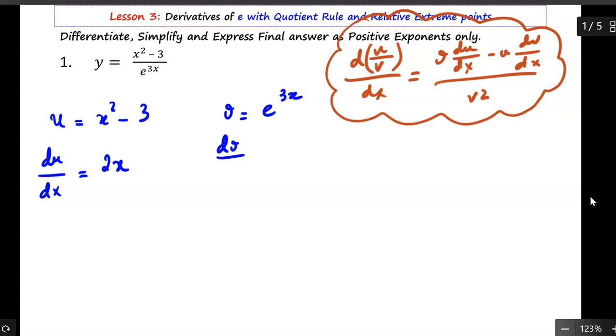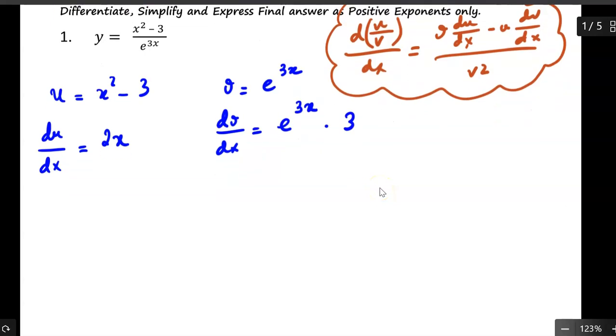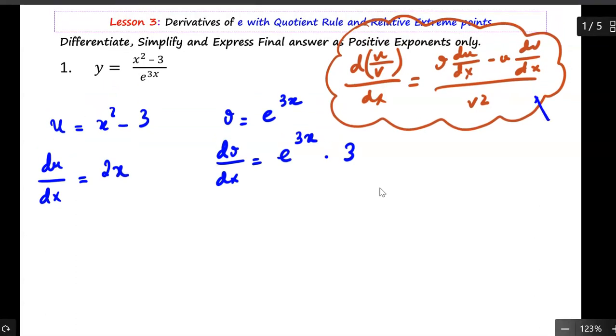The derivative of v as a function of x will be equal to the exact same thing again, because we are working with the derivative of e. Then multiply by the derivative of the exponent of e. In this case, it will be equal to 3. So all you have to do next is substitute all you found into this equation right here, and then we simplify our answer and express it with positive exponents.